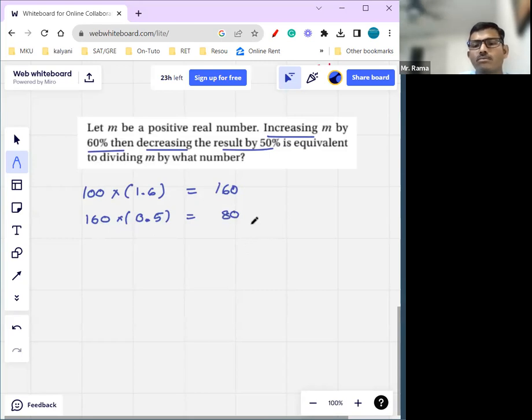Okay, so now this 80, we're looking back again, equivalent to dividing m by what number? If I look at it carefully, if we're taking 100, it's 100 divided by what number? 80. So let's divide these two, you will get the answer for this one. If I divide these two, that's going to be 1.25. That's the answer for this question.